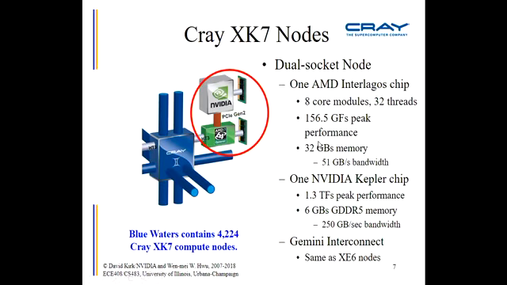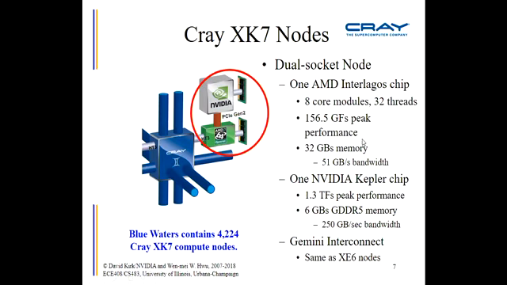This is one of the GPU nodes in the system, what we call the Cray XK7 node, and it has one AMD Interlagos x86 CPU chip and one NVIDIA Kepler chip. This system was built 5 years ago, so this is 3 generations ago in terms of our industry.